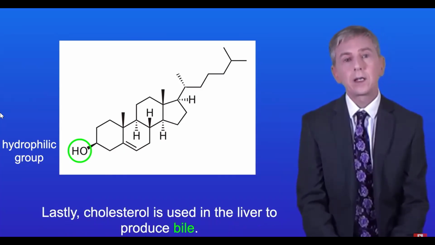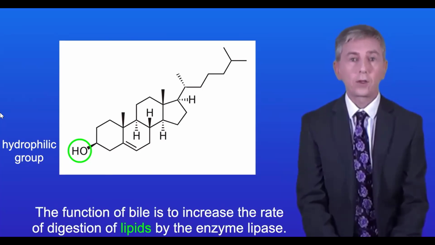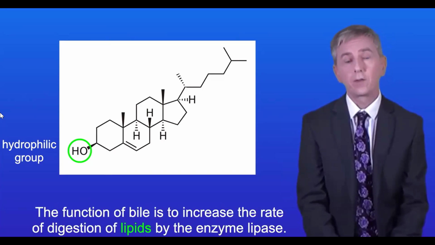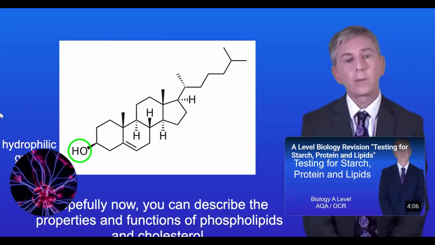And lastly, cholesterol is used in the liver to produce bile. The function of bile is to increase the rate of digestion of lipids by the enzyme lipase. Okay, so hopefully now you can describe the properties and functions of phospholipids and cholesterol.